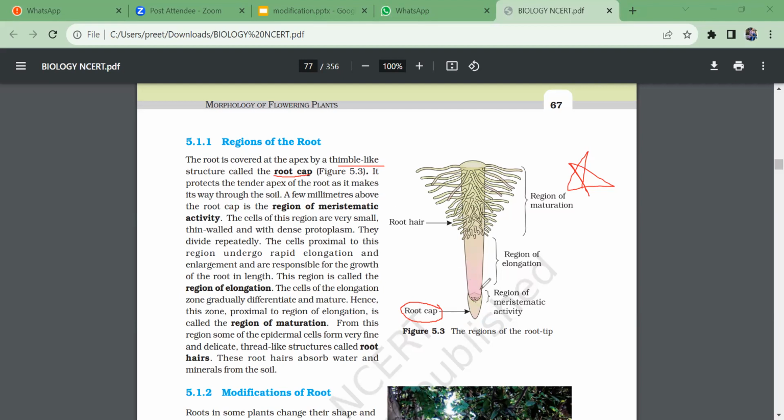A few millimeters above the root cap, in this region, you can see meristematic tissue. What you can see a few millimeters above the root cap is a region of meristematic tissue, which shows meristematic activity. So the root grows from this region. The root keeps on growing from this region.